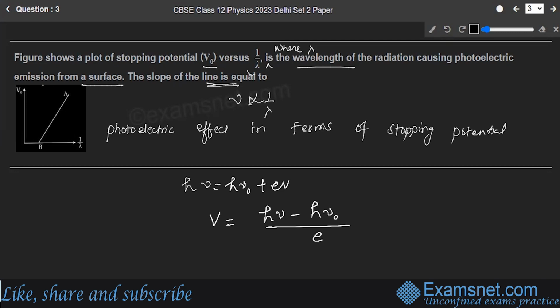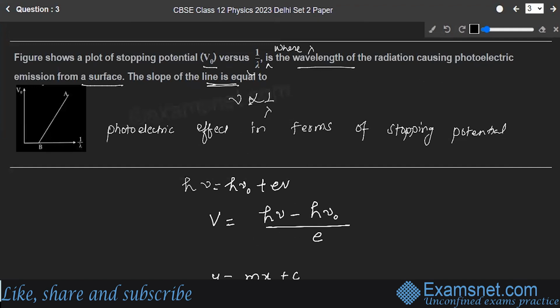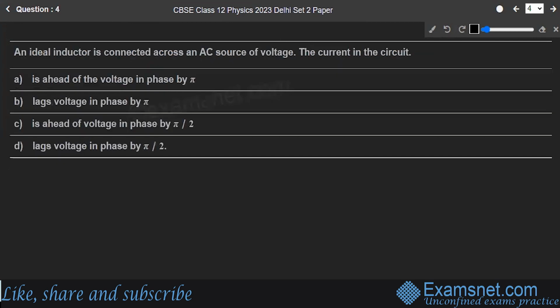And if I compare it with the general equation of the line, y is equal to mx plus c, you have m is equal to h upon e. So this is what you needed to find out, the slope of the line. So this is equal to h upon e. This is the answer to the question. Hope you understood. Next is question number 4.